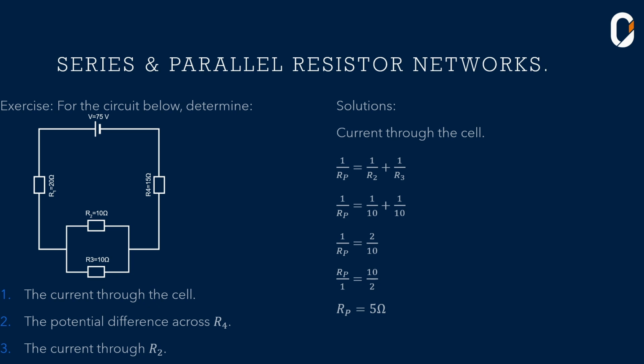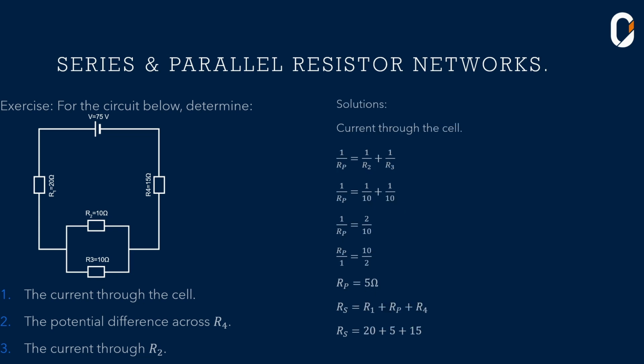Now that we have resolved that parallel connection, all the resistors are in series. Resistor R1, resistor R4, and the parallel connection are now in series, and hence the total resistance will be given by R1 plus Rp plus R4. Rp stands for the parallel connection that we have just resolved, and substituting in those values we'll have Rs is equal to 20 plus 5 plus 15, and hence Rs is 40 ohms.